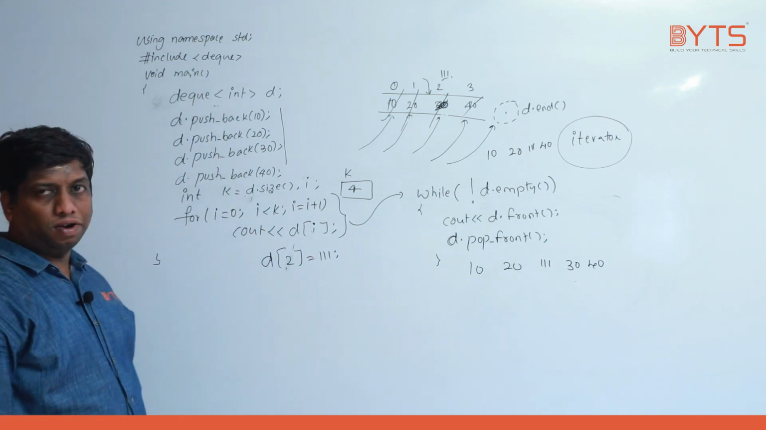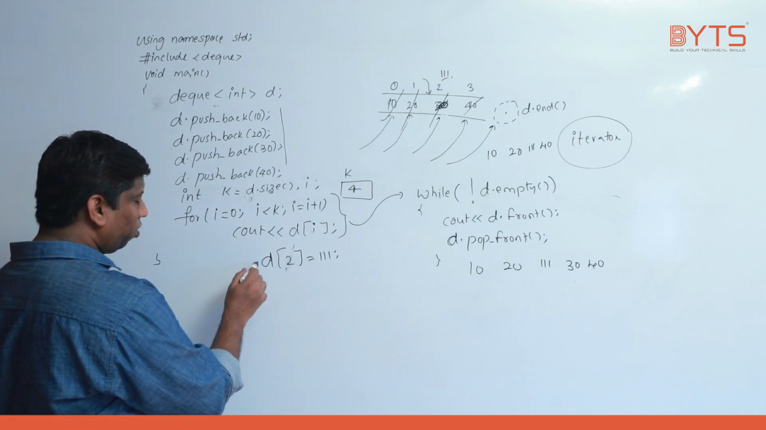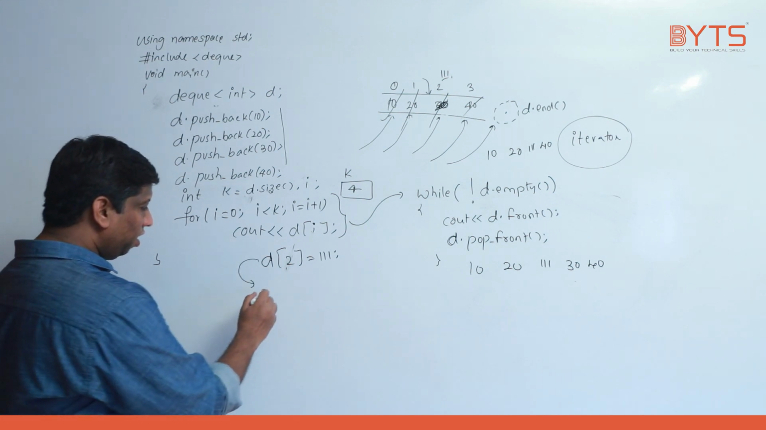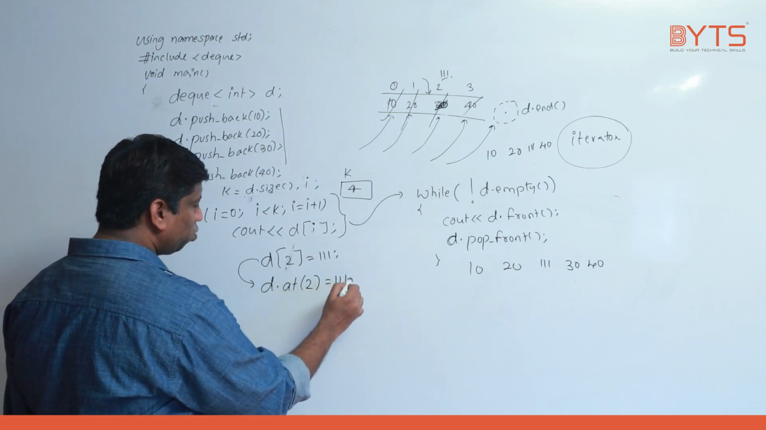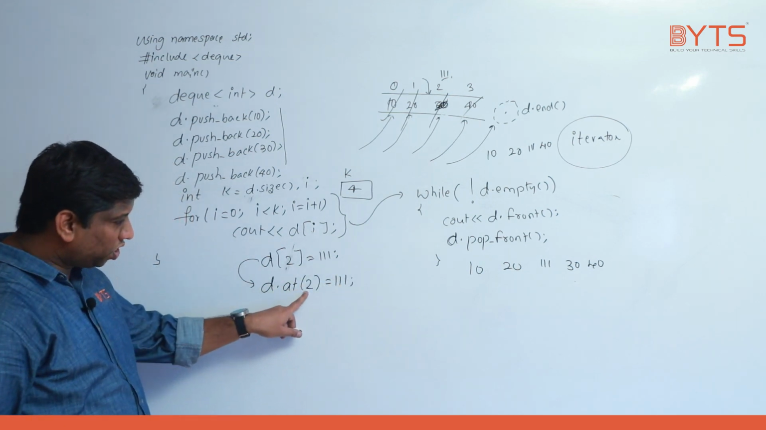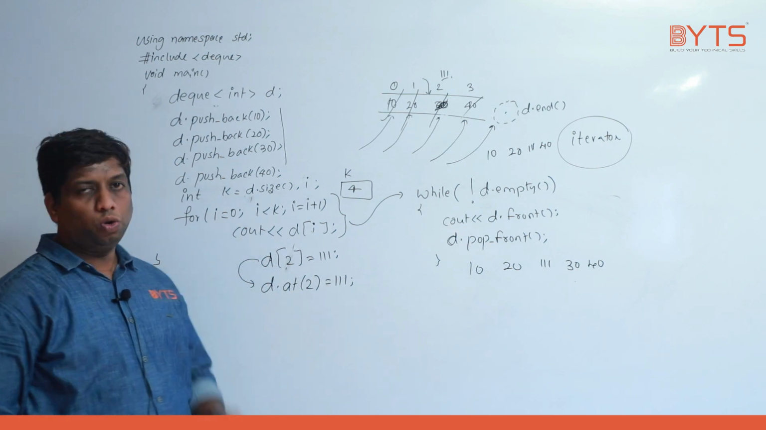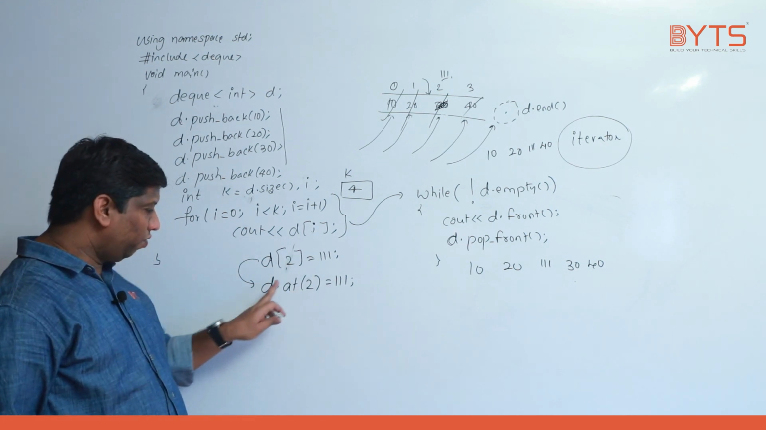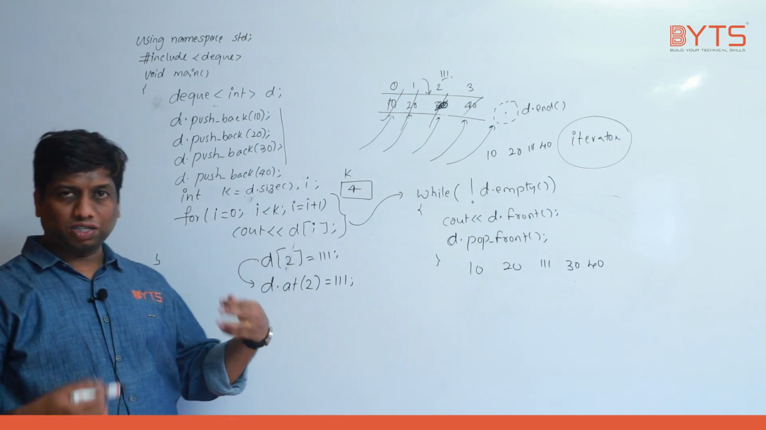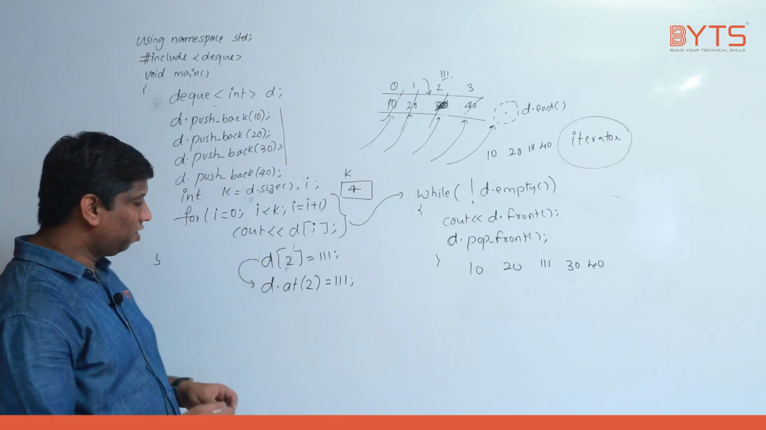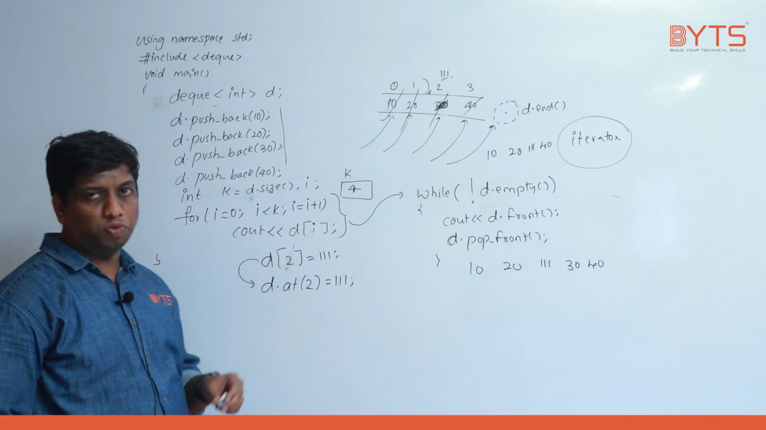But before going to the iterator concept, another interesting point is, this can also be written as d dot at of 2 is equal to 111. What is the meaning? At location 2 in the d, you need to update what value? 111, right? So when do we do this kind of thing? You will understand when you start working in projects, right? Fine. You can use the iterator object here also, right?